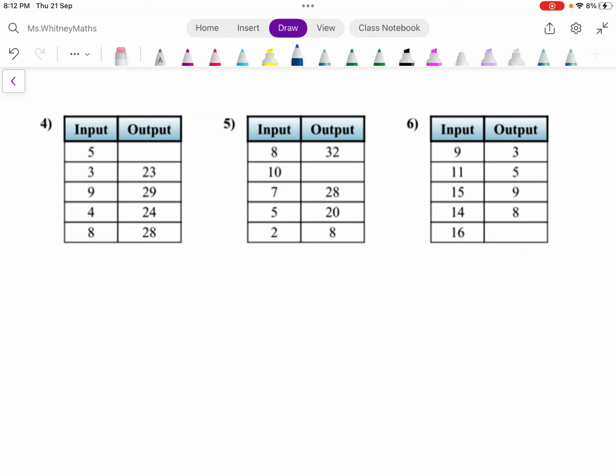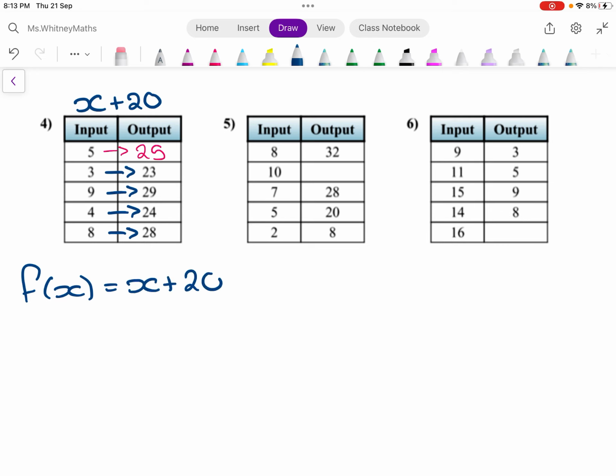Okay, hopefully you've had a go at these. If not, please pause it and have a go. Let's have a look at this one. X here. Now, what are we doing in each of these occasions here? We are actually adding 20. That's x plus 20 gives us the output. So for this top one, we're going to have 25. Now let's write this as a function notation. Again, we can't simplify this, so it's x plus 20. A function of x is x plus 20.